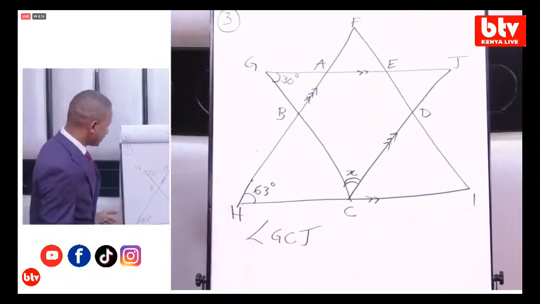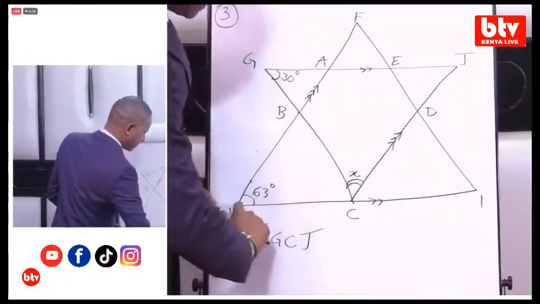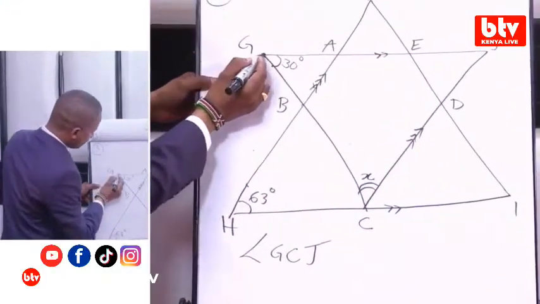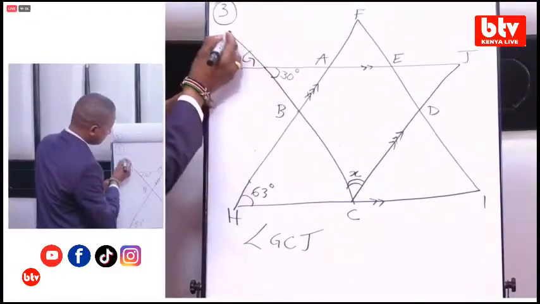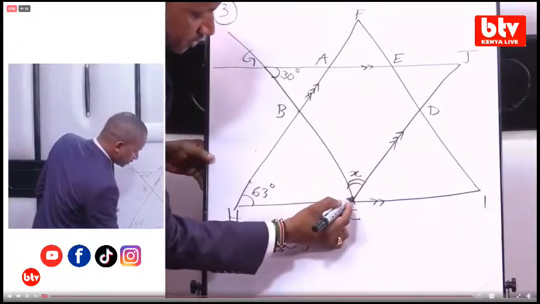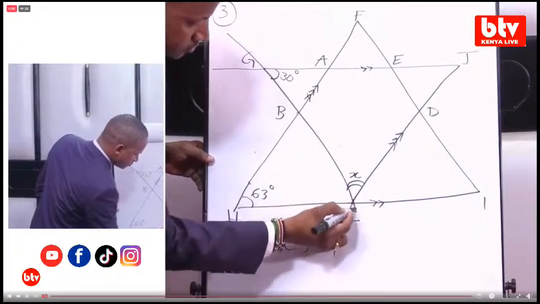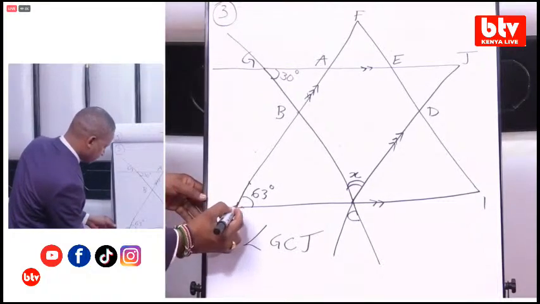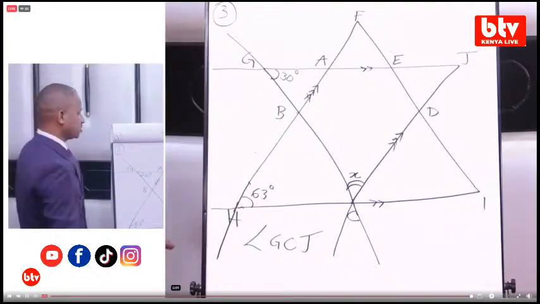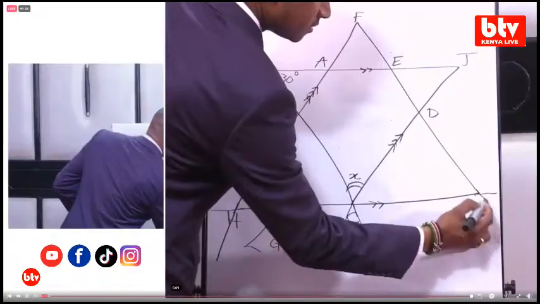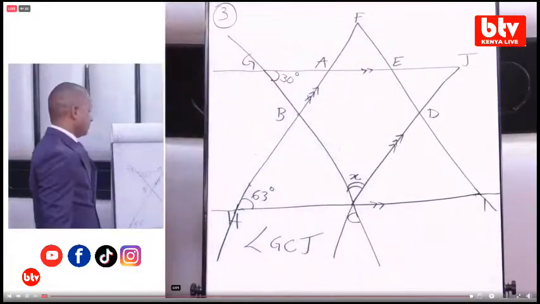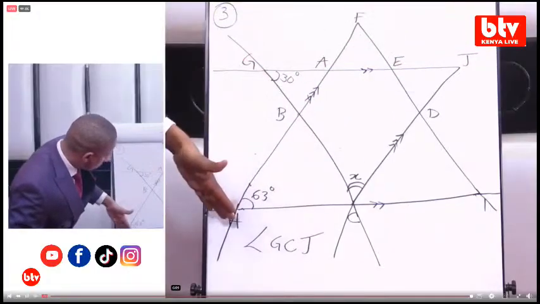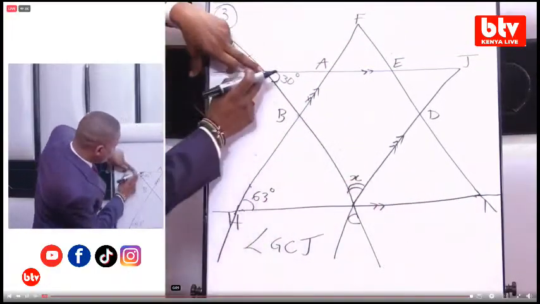Now, if these lines are parallel, then by extension, the first thing you do is just make an extension of this. Very good. Every time you are given such, make extensions of these lines. Now, GJ is parallel to HI. There's a line in between here.